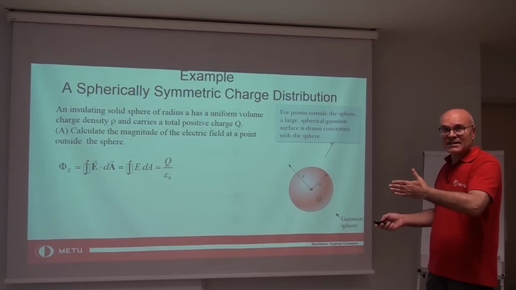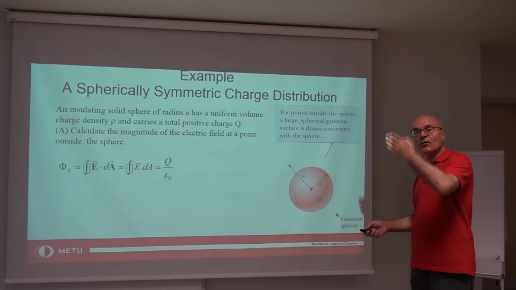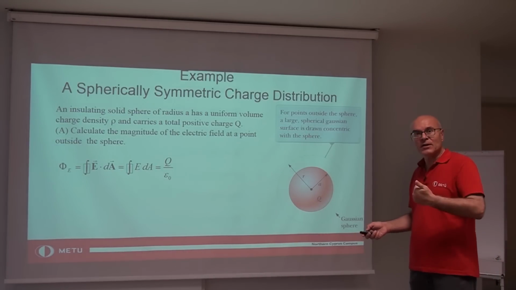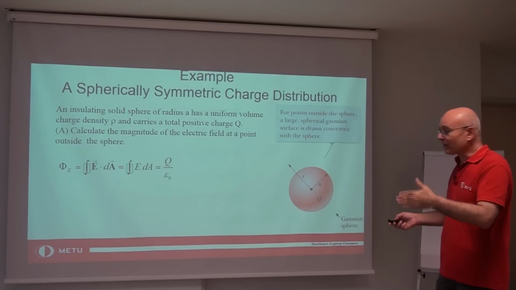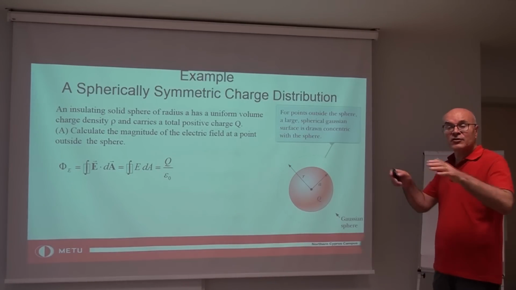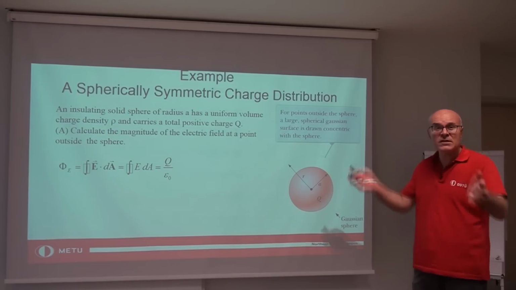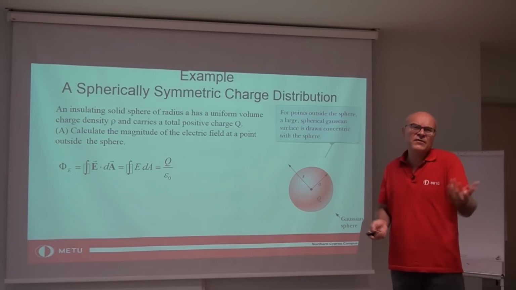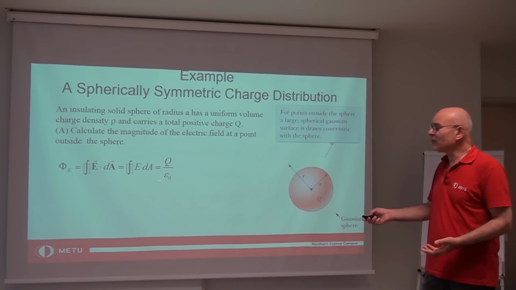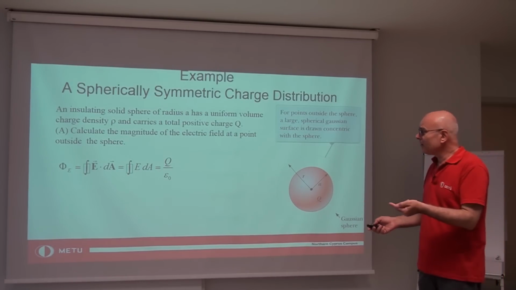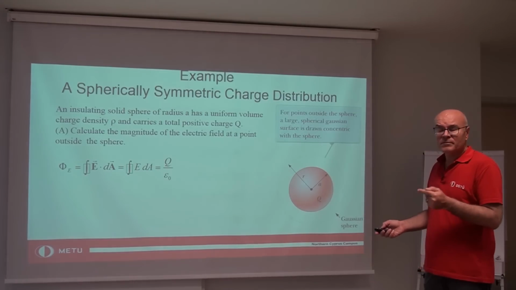Now, the right-hand side of Gauss's law, what is it? It's Q enclosed divided by epsilon naught. What is Q enclosed in this case? Q enclosed is the charge enclosed within the Gaussian surface. This Gaussian surface encloses the whole sphere. The charge on the whole sphere is just capital Q, so it's capital Q over epsilon naught. So this is what we have.